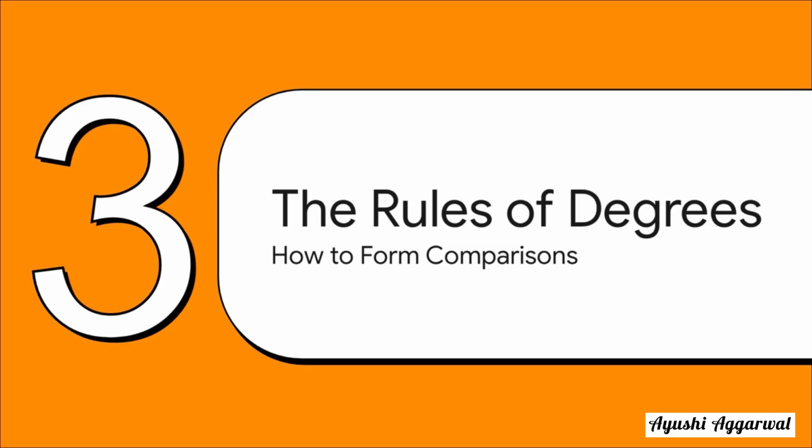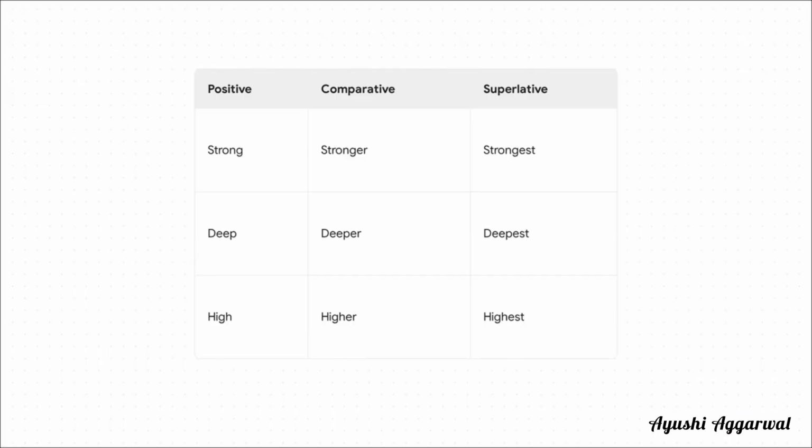So, we know what they are. But how do we actually change an adjective from, say, tall to taller and then tallest? Well, there are some really simple rules for that. Let's take a look. Okay, so for most short adjectives, like the ones you see here, the rule is super straightforward. You just add ER to the end for the comparative and EST for the superlative. So strong becomes stronger and then strongest.